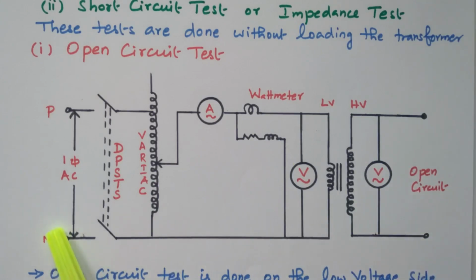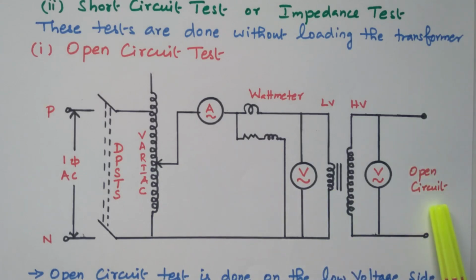Now the supply is given to the primary winding by closing the DPST switch. By varying this variac, the rated voltage is applied to the primary winding. So now the rated voltage will be given to the primary.